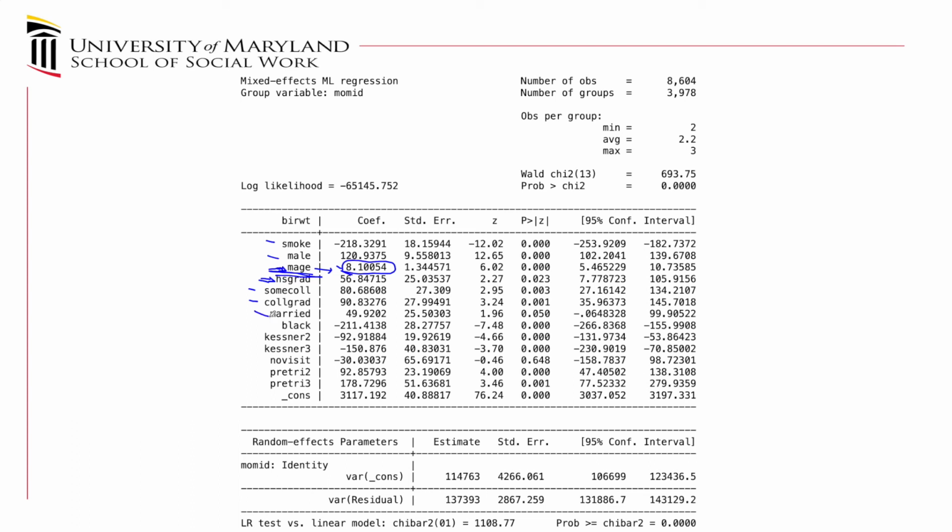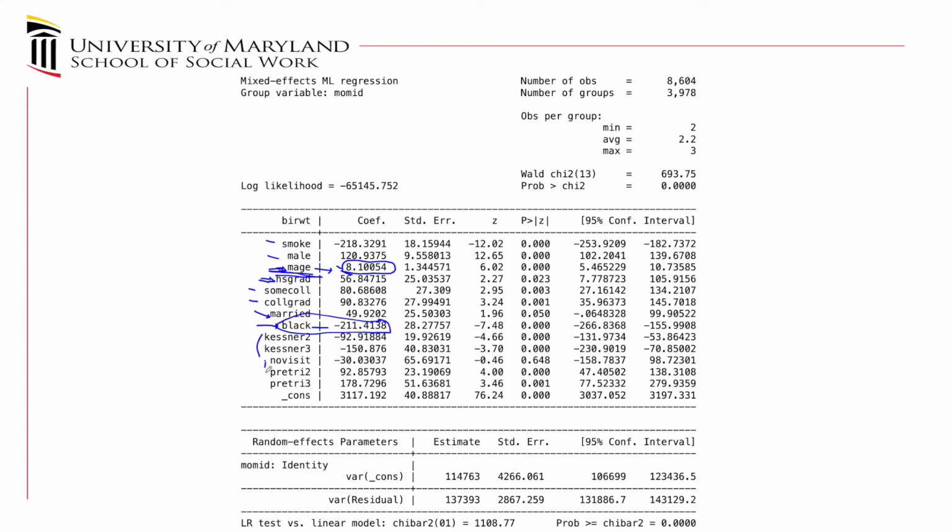Being married increases the birth weight of children, and that's probably related to socioeconomic effects. Being African American lowers the expected birth weight, or being black in this context, it may or may not be associated with African American. African American and black are not the same thing, but we can't distinguish those differences here. This is some measure of birthing stuff. I don't know exactly what it was.